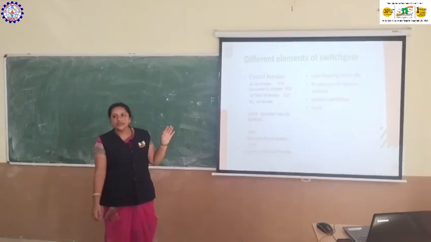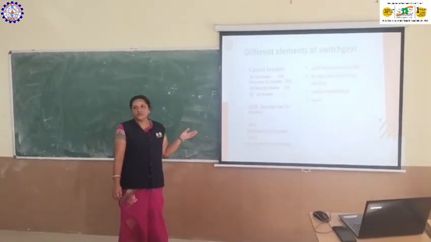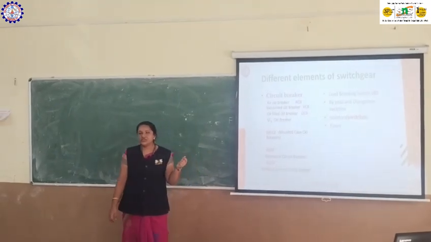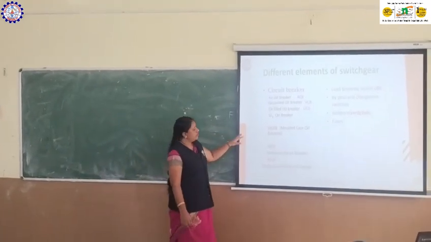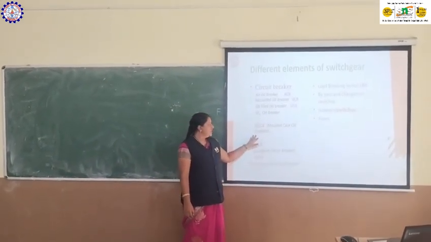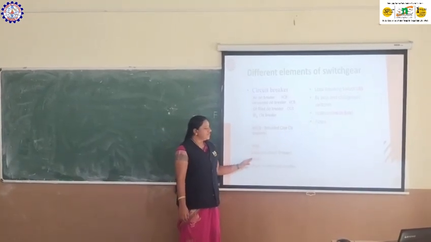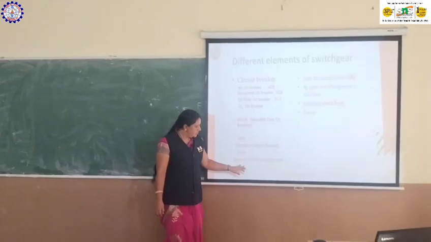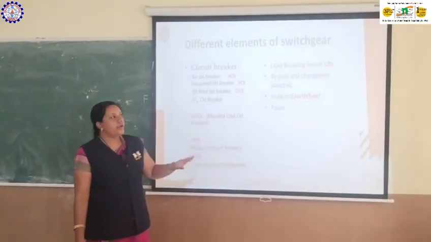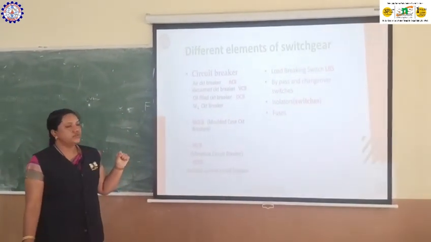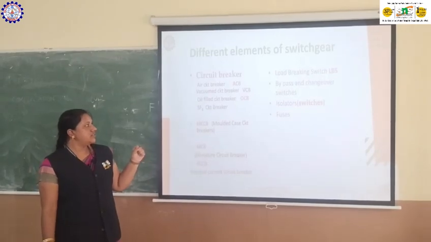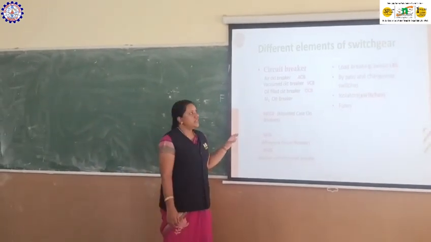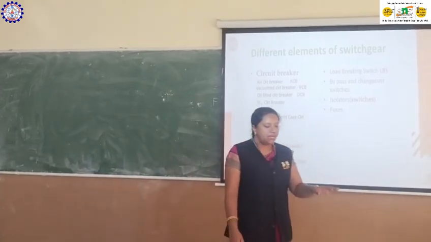We have so many types. First, in circuit breakers, we have the air blast circuit breaker, vacuum circuit breaker, oil filled circuit breaker, SF6 circuit breaker, MCCB, that is molded case circuit breaker, MCB, that is miniature circuit breaker, and RCCB, that is residual current circuit breaker. Next are load breaking switches, bypass and change over switches, isolators, and fuses. So these are the different elements of switchgear.